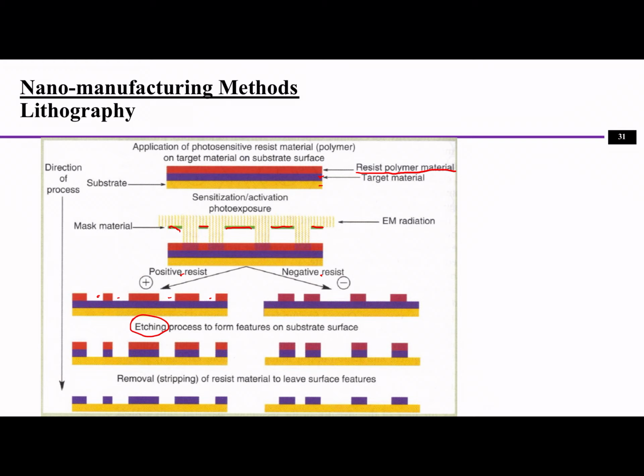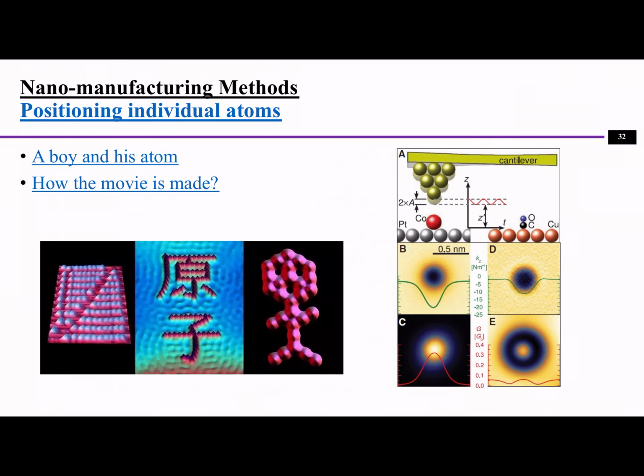And then the next process is to remove the resistant material to leave the surface feature. So basically, this is lithography, and making the equipment for doing this actually requires several technologies. For example, applying a new layer of materials, photo exposure, and then etching, and also removing. That's why the equipment becomes a lot more complicated.